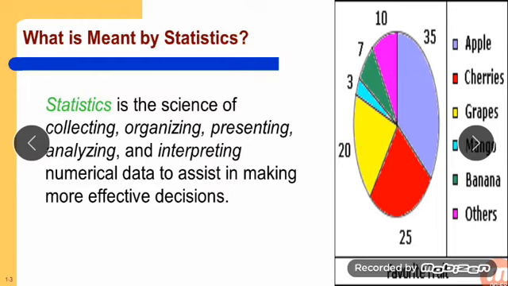Then the next step will be the organization and presentation of the data. As in this example, the data is presented with the help of a pie chart for the sake of analysis. Then the next step will be interpreting numerical data, or in other words, drawing conclusions about the data. As in this example, we can draw the conclusion that the favorite fruit of the people is apple.